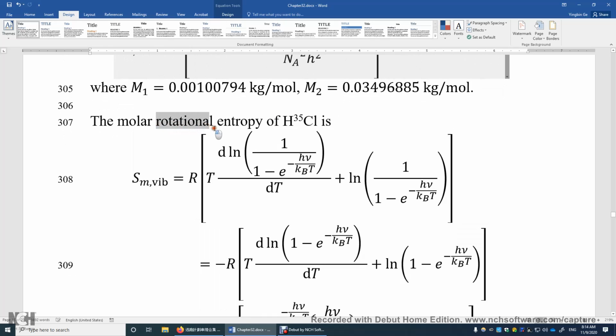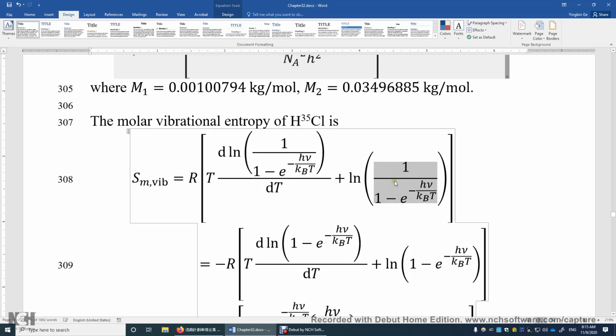Now let's look at the molar vibrational entropy of HCl. This is actually negligible. You're going to see it's very close to 0. But anyway, let's derive this. So this is the derivation. This is the vibrational partition function.